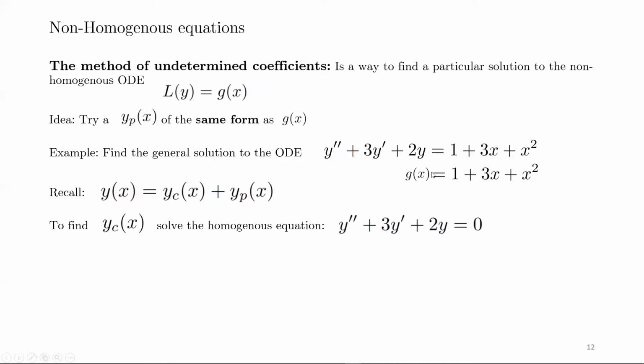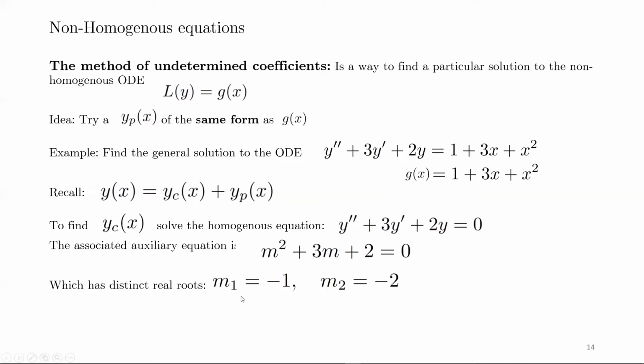Well, I can immediately write down the auxiliary equation for this homogeneous case, right? It's going to be m squared plus 3m plus 2 equals 0. I can solve for the roots of this quadratic to find the solutions of this auxiliary equation, and it's not too hard to show that the two solutions are real and distinct, and the values of the roots are -1 and -2.